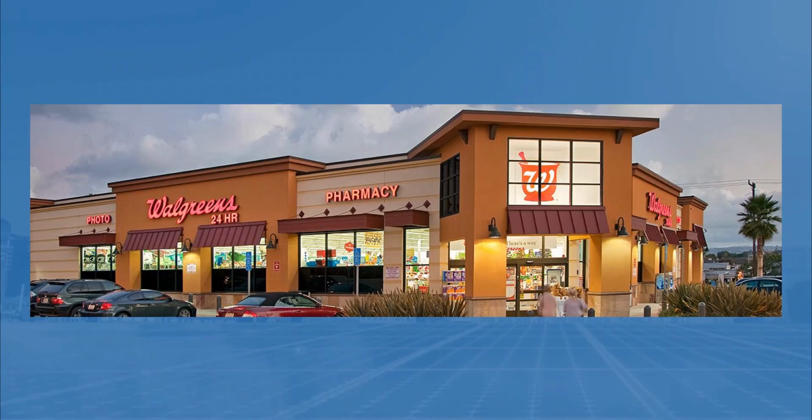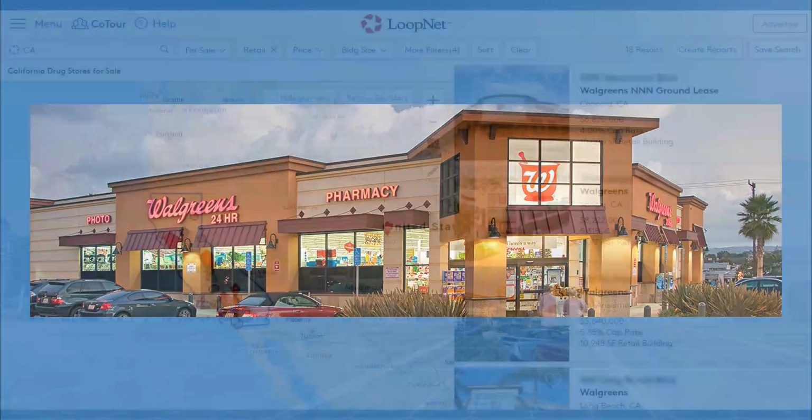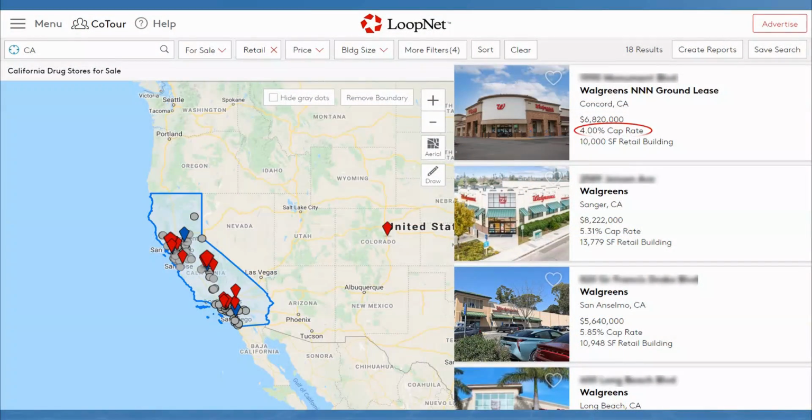Of course, the first thing you're going to want to do is find out the average cap rate that Walgreens properties in California are going for. So if we do a quick search for properties that are for sale in California with a single tenant Walgreens, we see that the average cap rate is about 5.5%. There's actually one at the top of the list.